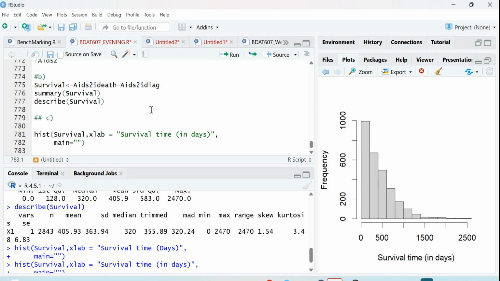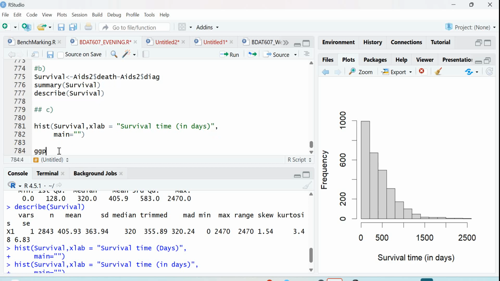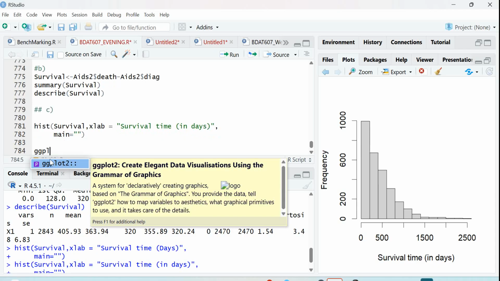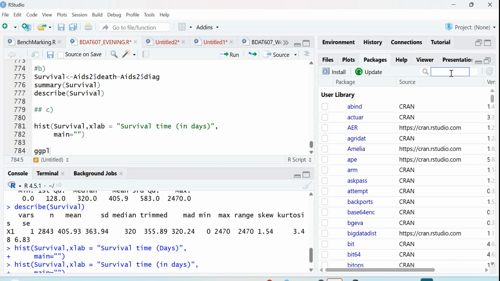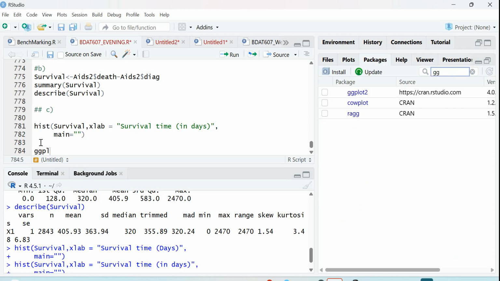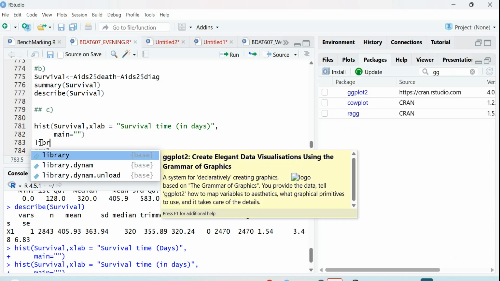If you were to use ggplot2, how are you going to do it? You use ggplot, then the first argument should be the data set. Then we can consider our aesthetics in there. So with ggplot, we need the library.